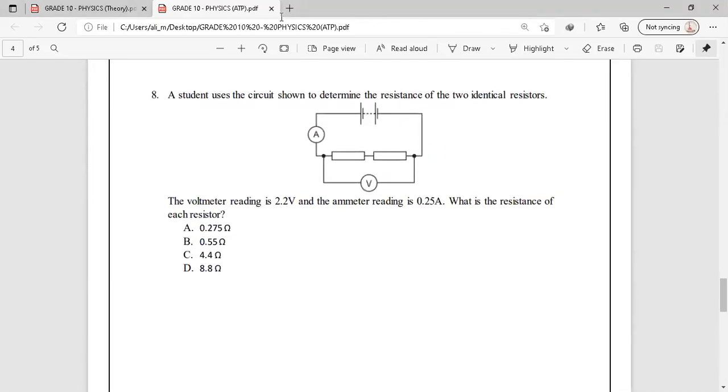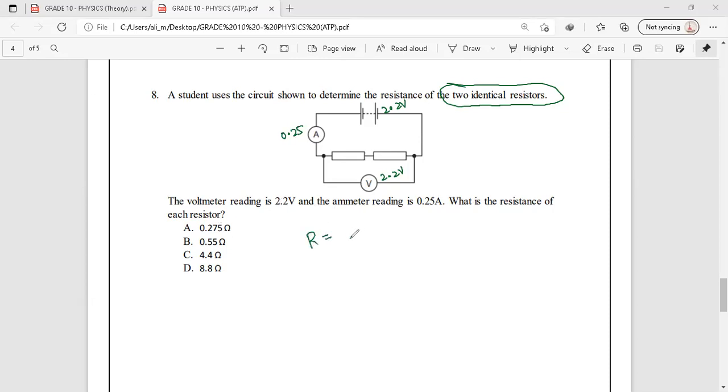Let's come to question number 8. A student uses a circuit shown to determine the resistance of two identical resistors. So these resistors are identical. The voltmeter reading is 2.2. So this is 2.2 volt. That would be the EMF of that battery. And the ammeter current reading is 0.25. What is the resistance of each resistor?